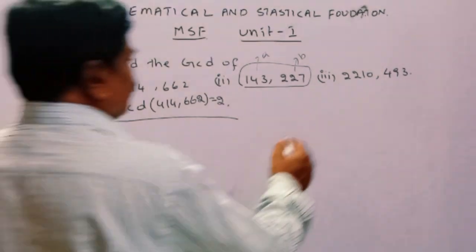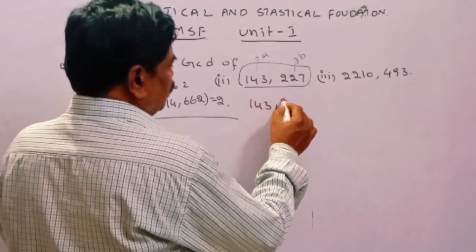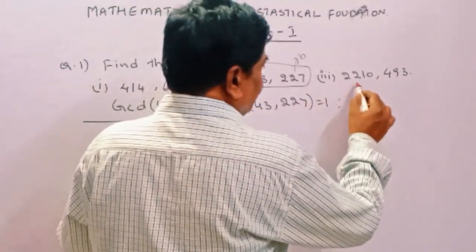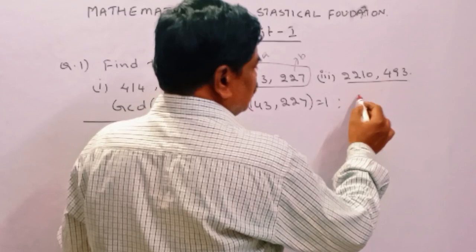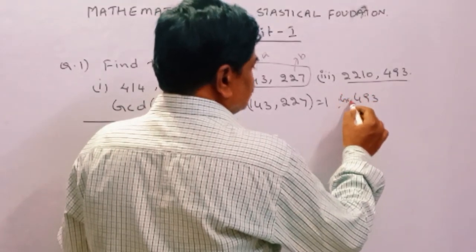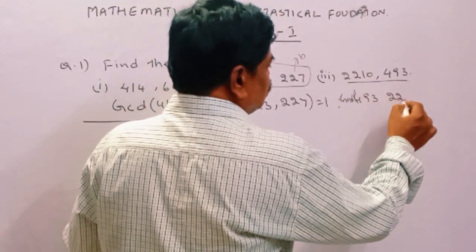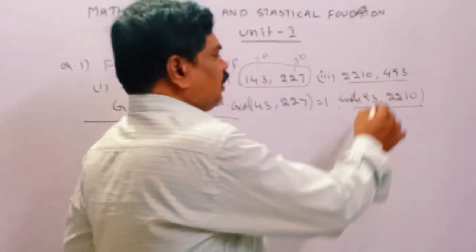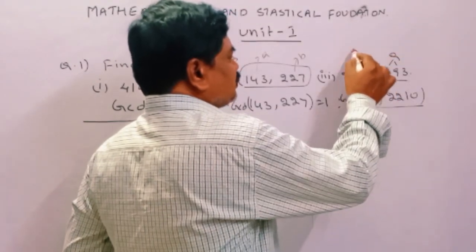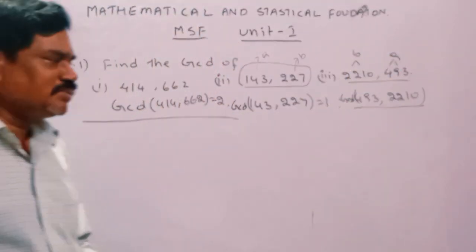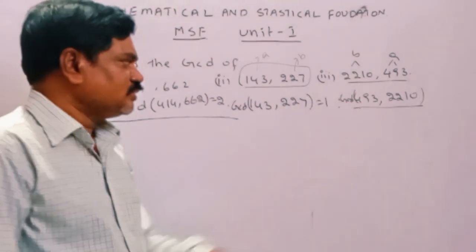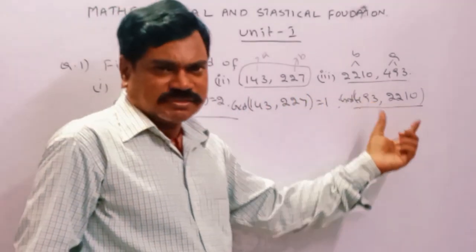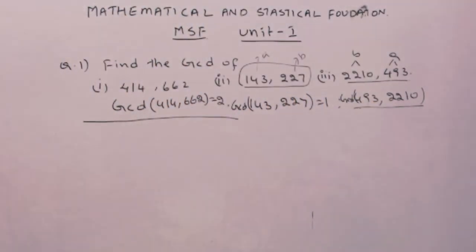Similarly, the GCD of 143 comma 227 is equal to 1, and now you have to calculate the GCD of 493 and 2210. Here the smallest number is 493, which you take as A, and this is B. Then you have to calculate the GCD of these two numbers. I have calculated the others, and you can calculate this one as an assignment for you. That's all.